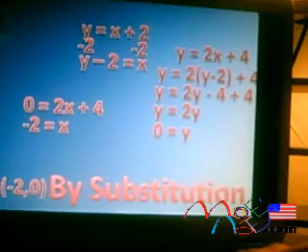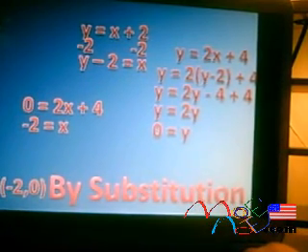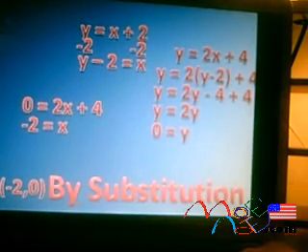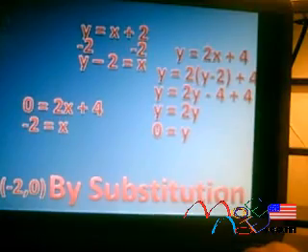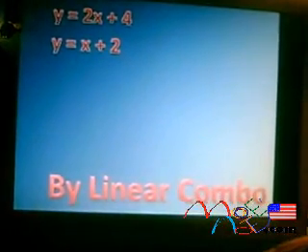Finally, now, you're either going to like substitution or you're going to like the next one better. Most people don't like graphing and you can't always use it. So between these two, you're going to decide which one you like better. I personally like this one, you might like this one, linear combination.